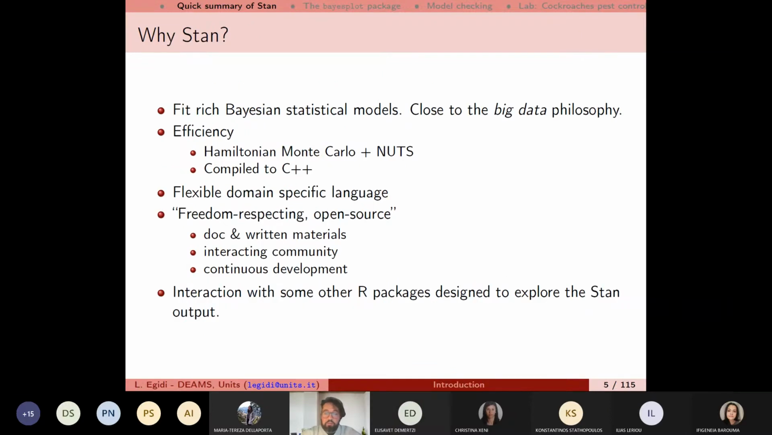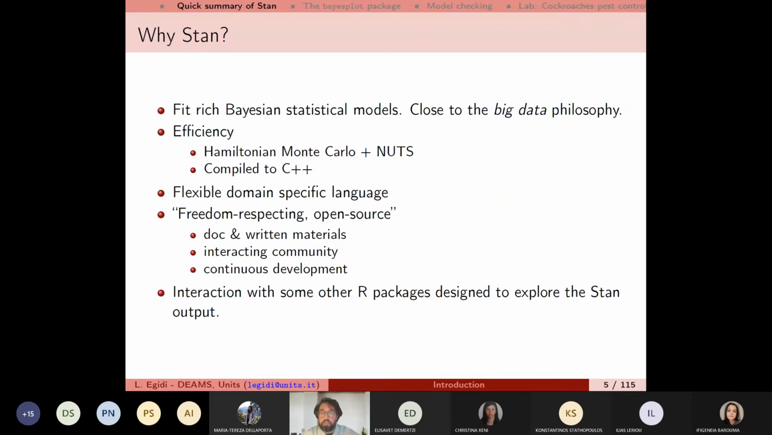So why use Stan? Because you can fit rich Bayesian statistical models. It is somehow close to the big data philosophy, in which big data may refer both to the number of units and to the number of covariates that you have for your regression models, for instance. Stan is very efficient because it uses an extension of MCMC, the Hamiltonian Monte Carlo with the NUTS algorithm, to be specific. I guess you already had a quick introduction to this. I can give you some more material, some papers about this.